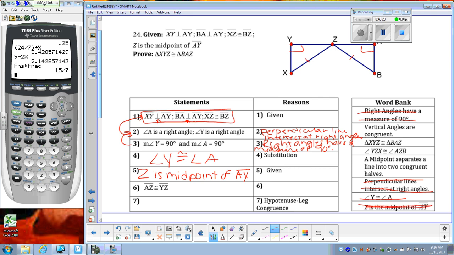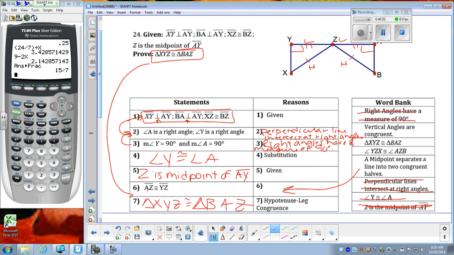Well, what does midpoint mean? Midpoint means that it gets split in half. So if the Z is the midpoint of AY, then I know that AZ is congruent to YZ. So this is the midpoint, separates the line into two congruent halves. If I look at my picture now, I have that my hypotenuses are congruent, and I have a congruent leg. So then this, what I tried to prove, comes down into here. So triangle XYZ is congruent to triangle BAZ by hypotenuse leg.